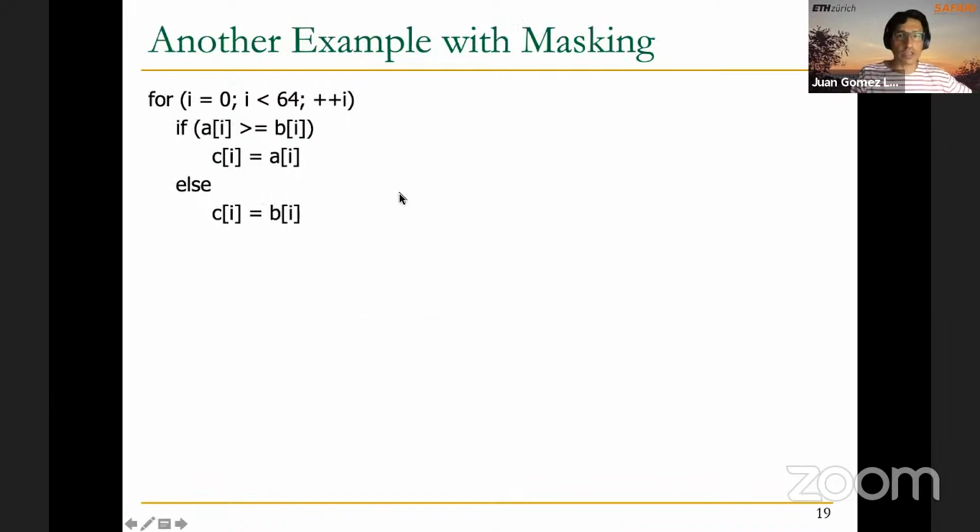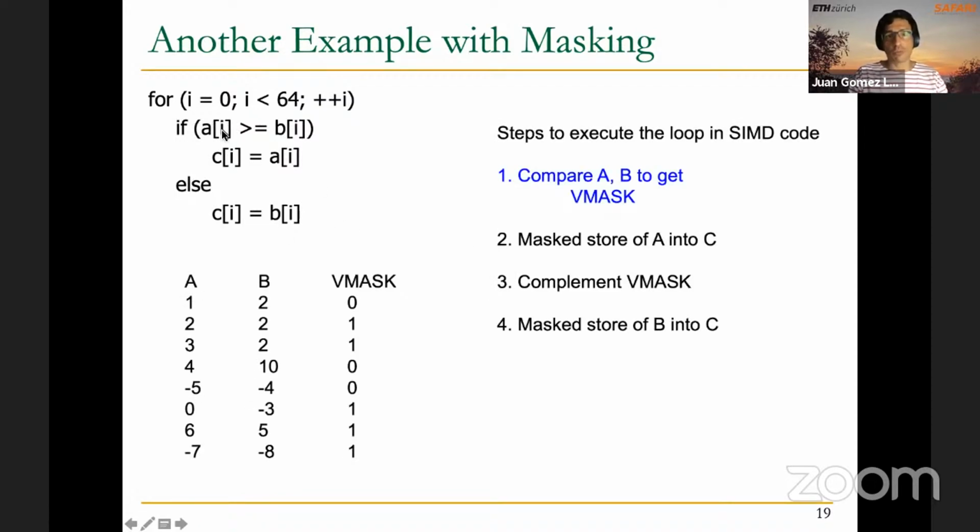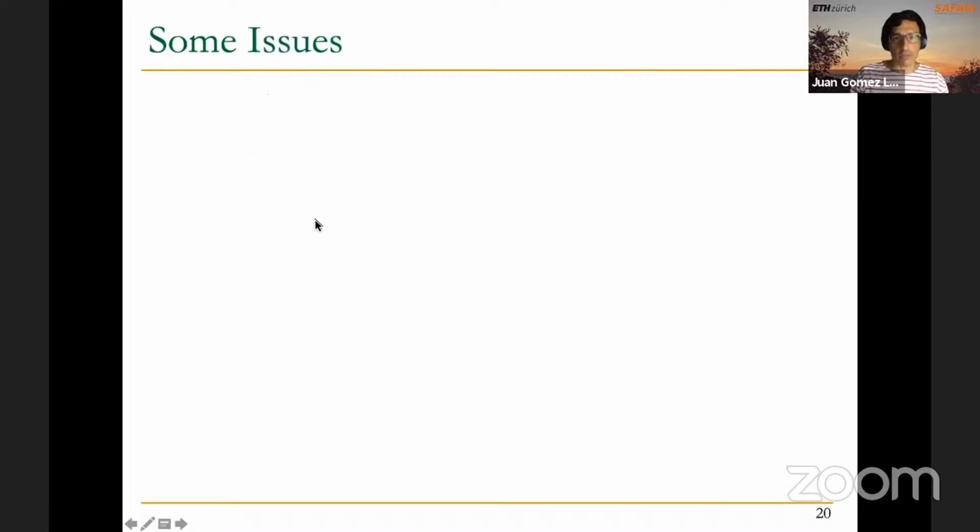Okay, here we have another example with masking. In this case, it's a little bit more complete because we have the if and the else statement. But again, we operate the same way. We have to compare the element of A and the element of B. If A[i] is greater or equal than B[i], the mask bit will be 1, if not, it will be 0. So we first execute this part, then we complement the mask, flipping all the bits of the mask, and we execute the else statement.